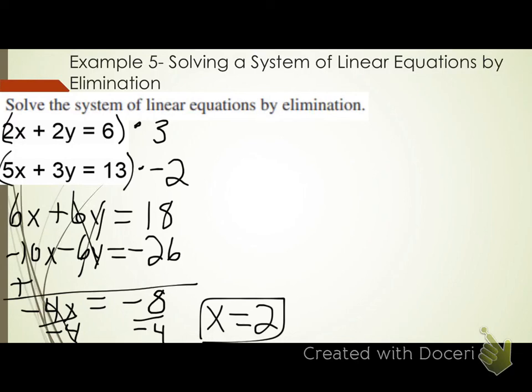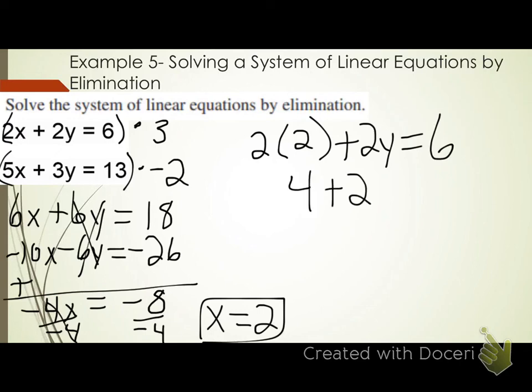Do you want to use 1, 2, 3, or 4? 1. Great, thank you. X value is 2, so I'm plugging 2 in for x. Plus 2y equals 6. 2 times 2 is 4. Next step to get y by itself: subtract 4 from both sides.